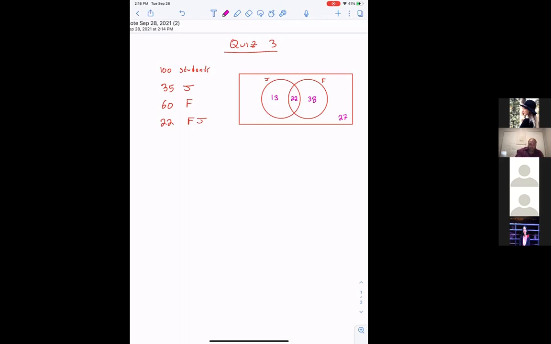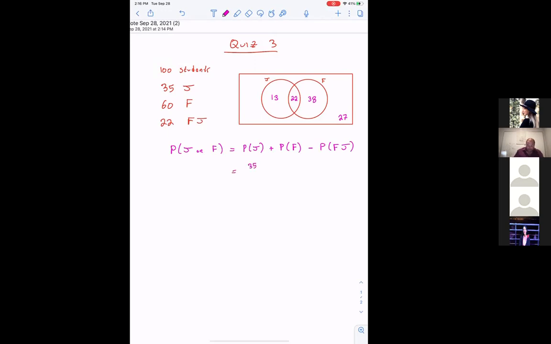Then it says, what is the probability that you get a junior or a female? One way would just be to count all the numbers that are juniors or females, 13 plus 22 plus 38, and divide that by the total number, which is 100. The other way is to use the addition rule, which they specifically asked for. The probability of being a junior plus the probability of being a female minus the probability of being both a female and a junior.